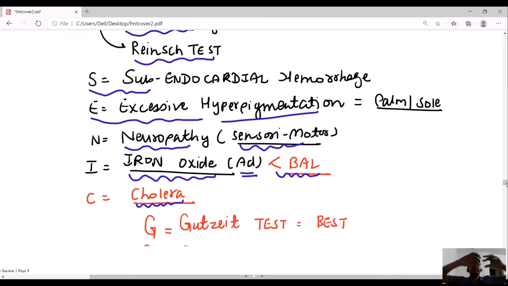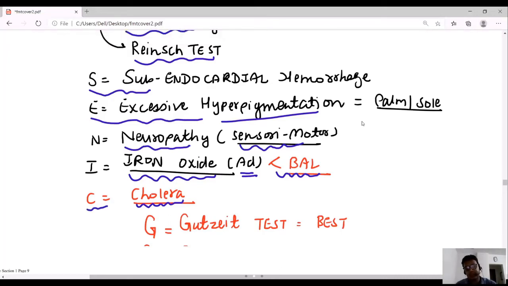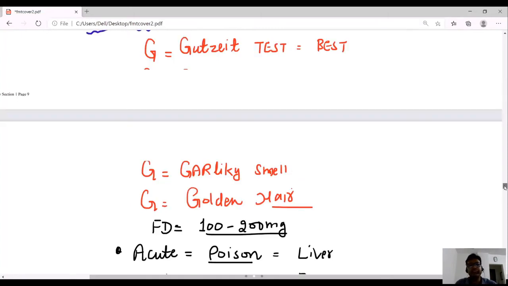So again, I'm revising. Aldrich-Mees line, red velvety mucosa, raindrop pigmentation, rinsch test, subendocardial hemorrhage, excessive hyperpigmentation of palm and sole, sensory motor neuropathy. Iron oxide is an antidote, better antidote is BAL. Arsenic mimics a disease, that is cholera.